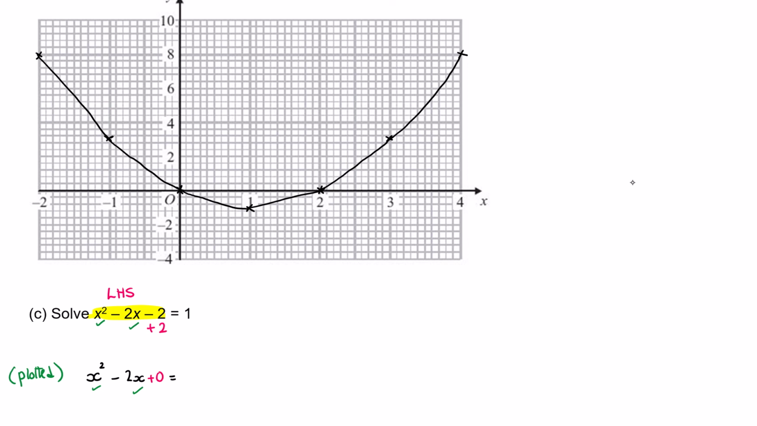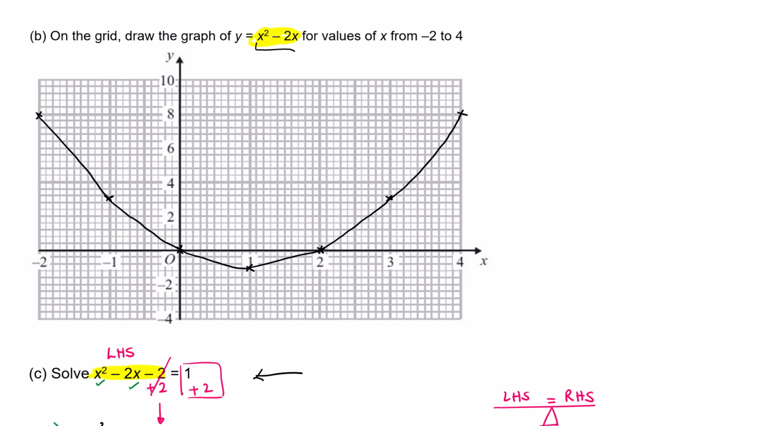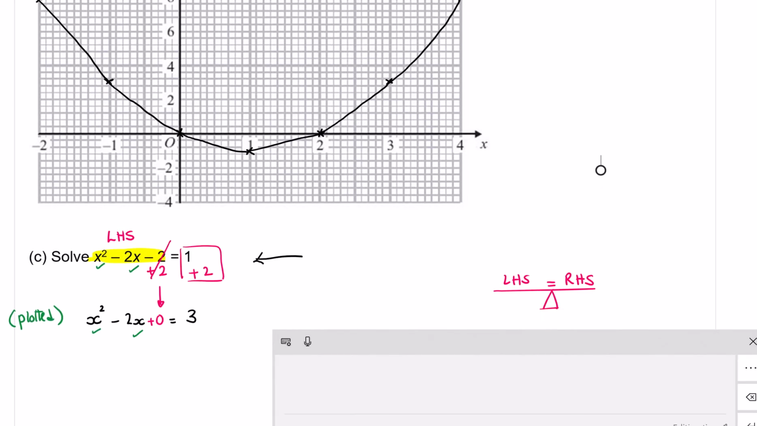But of course, whatever I do to this side, I have to do to the other side, because it's an equation. It's like a balance. You have to keep the balance. So whatever you do on the left-hand side, you have to do to the right-hand side. Minus 2 plus 2 is 0, which is what I want. And then 1 plus 2 is 3. So that is effectively your step 1. You need to make sure that the left-hand side of the equation in the question is exactly identical to the equation of the graph plotted.